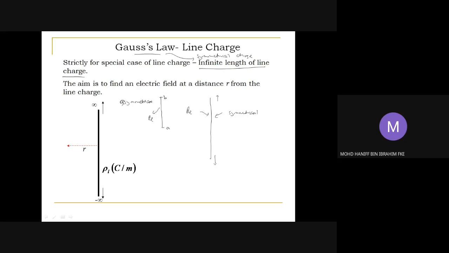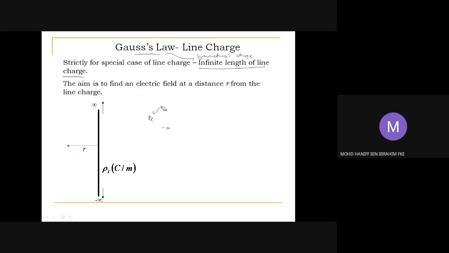Okay. So for that particular case, the Gauss law cannot be used to find the E field due to the finite length of line charge. So it can only be applied for the case of infinite length of line charge. Yeah. So that's the thing that you have to understand. Yeah, the limitation of Gauss law, as compared to the Coulomb's law that we have learned before.